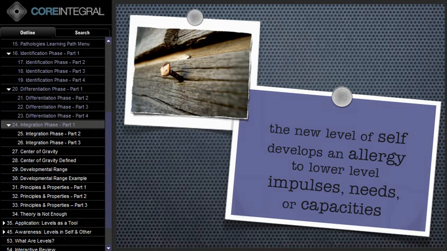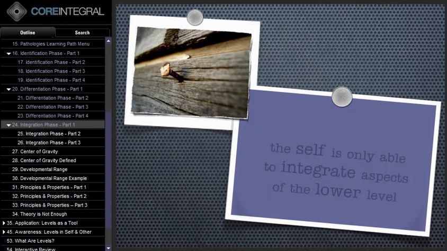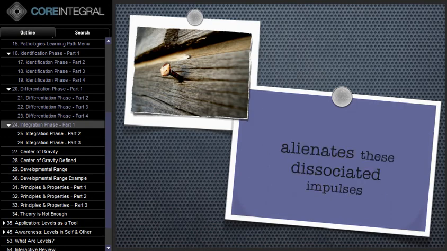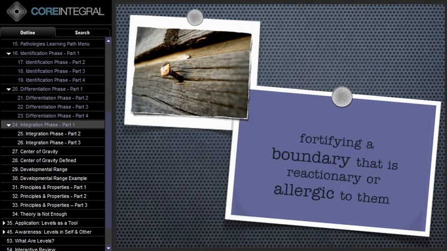Let's investigate the cause of this repression. As mentioned earlier, healthy transformation converts the self of one stage into a tool possessed by the self of the next stage. In the integration phase of the fulcrum, the self is only able to integrate aspects of the lower level that have not already been dissociated at the earlier fulcrum phases. Previously dissociated impulses appear alien and threatening. Therefore, out of a desire for self-preservation, the self further alienates these dissociated impulses, fortifying a boundary that is reactionary or allergic to them at the new stage of development.